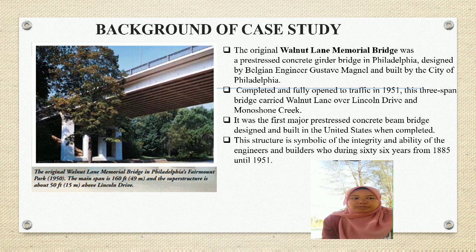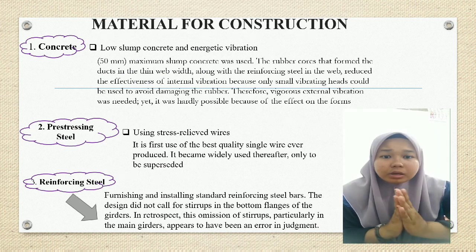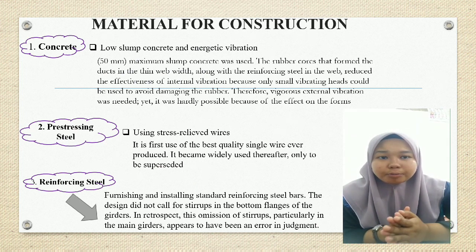This three-span bridge carried Walnut Lane over Lincoln Drive and Monoshone Creek. It was the first major prestressed concrete beam bridge designed and built in the United States. When completed, this structure was symbolic of the integrity and ability of the engineers and builders.